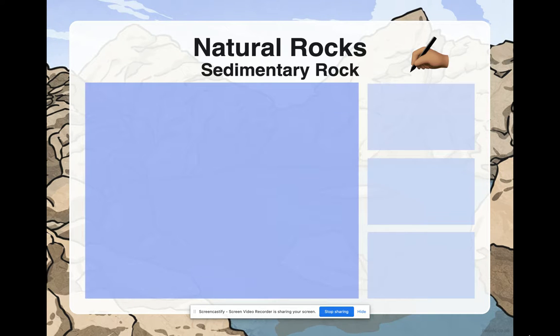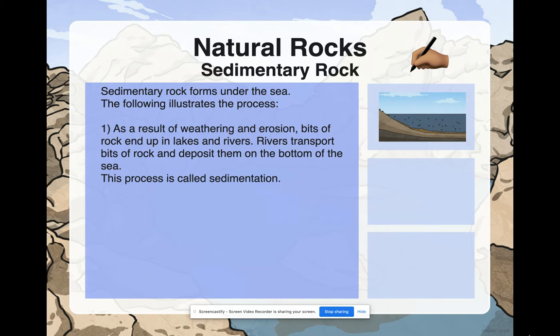Next slide. Natural rocks. We're going to talk about sedimentary rocks. Sedimentary rocks form under the sea, and we're going to show the following illustration. Number 1, as a result of the weathering and erosion, bits of rocks end up in lakes and rivers. So the river transports these bits of rocks and deposits them into the bottom of the sea. And this process is called sedimentation. So take a look at the photograph.